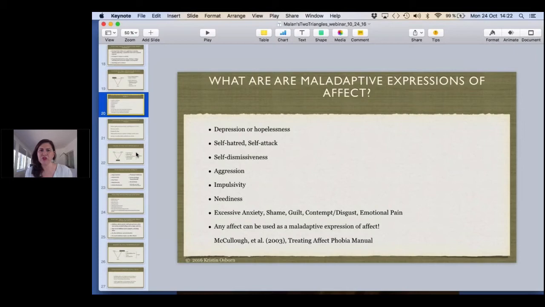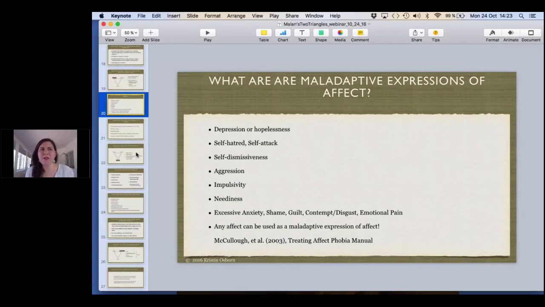Again, I showed this slide at our last webinar, but it's important to show again. These are examples of maladaptive defenses. Any self-attack, defense. Any hopelessness, defense. Any self-dismissiveness, over-focus on others, defense.